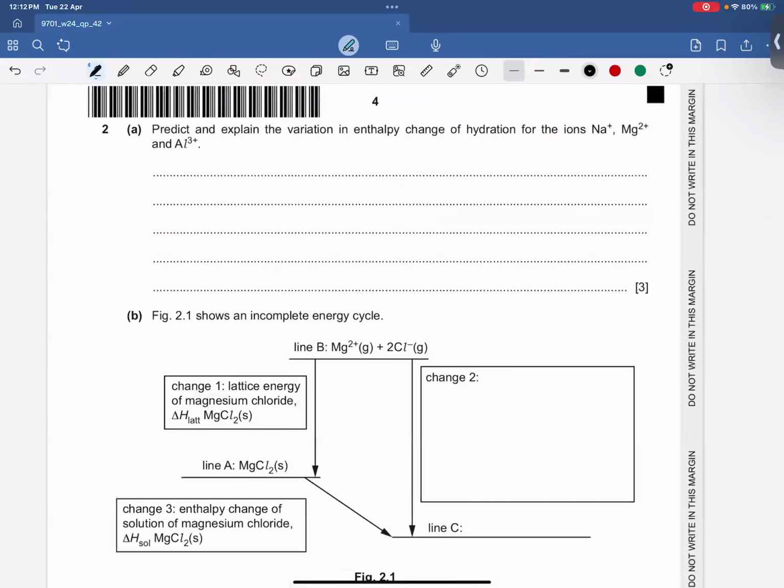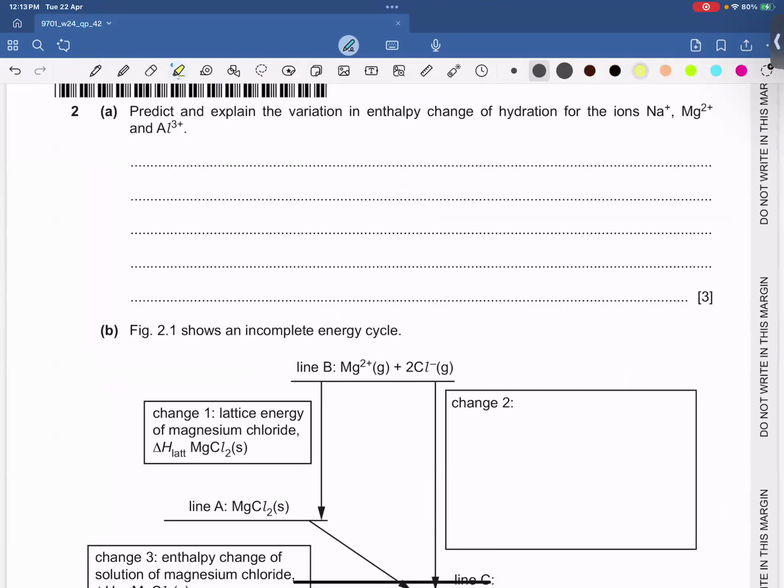Next question. Predict and explain the variation in the enthalpy change of hydration of the ions sodium, magnesium, and aluminum. So as the magnitude of positive charge increases, charge density increases, ionic radius decreases.